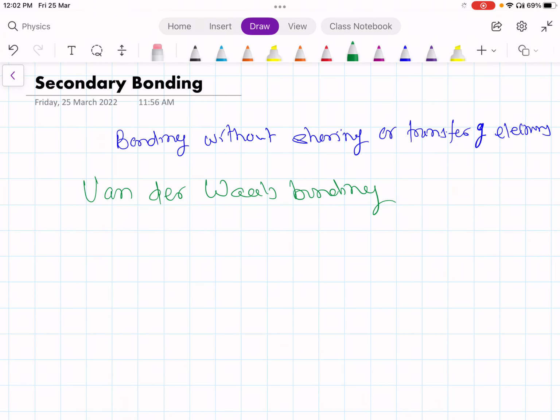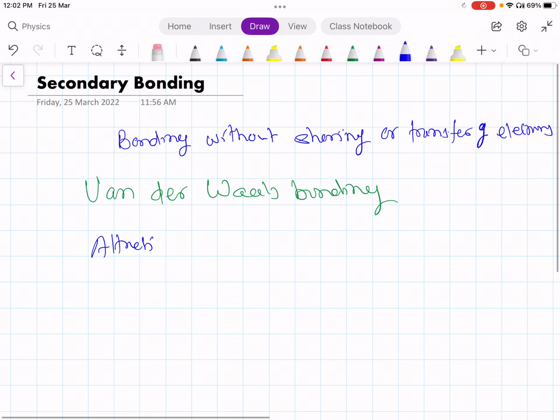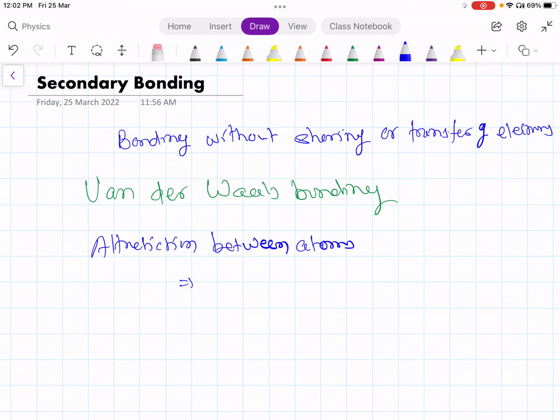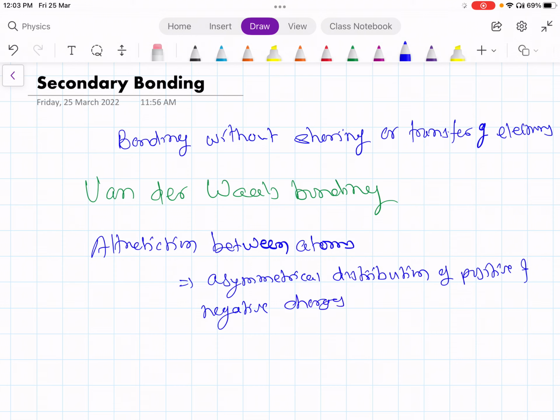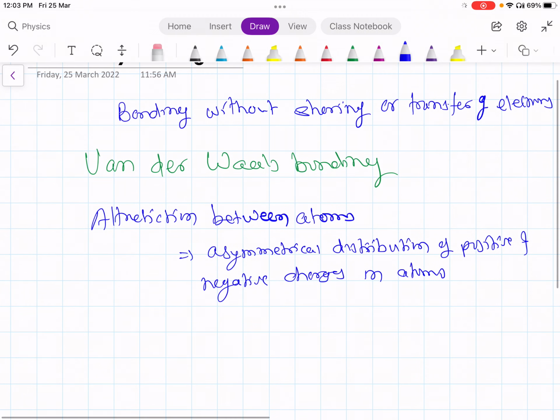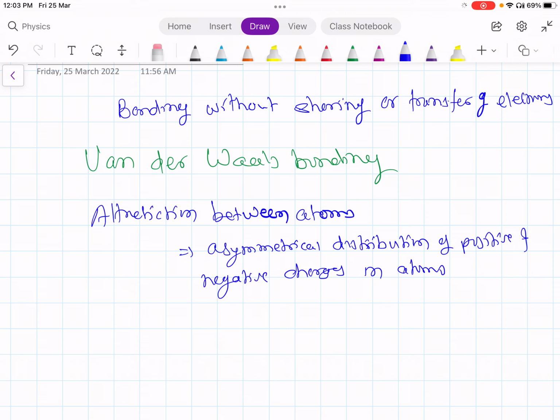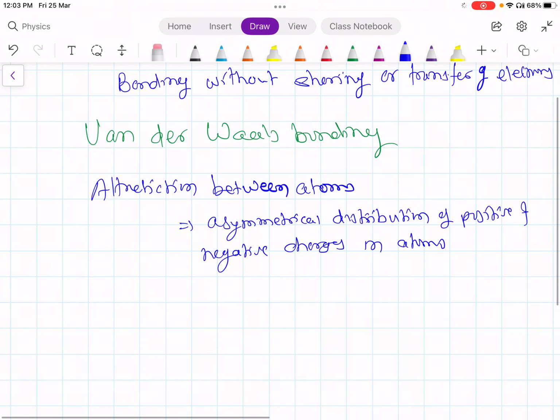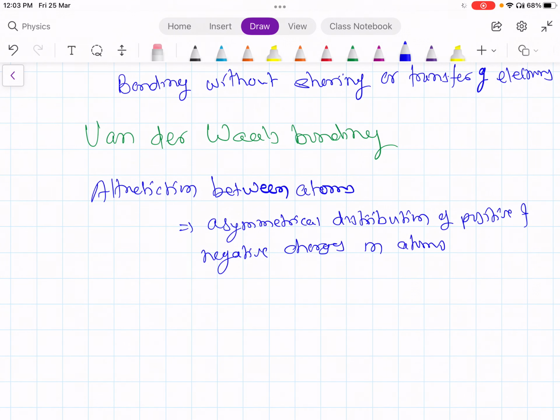In this van der Waals bonding, the attraction between atoms is because of an asymmetrical distribution of positive and negative charges in atoms. Let's see what is this asymmetrical or symmetrical distribution of positive and negative charges. This van der Waals bonding is generally found in noble gases.